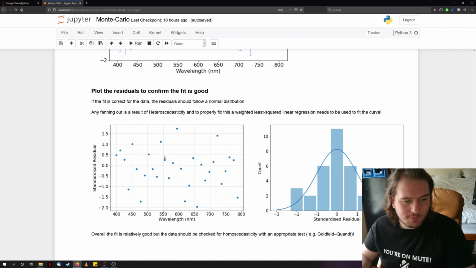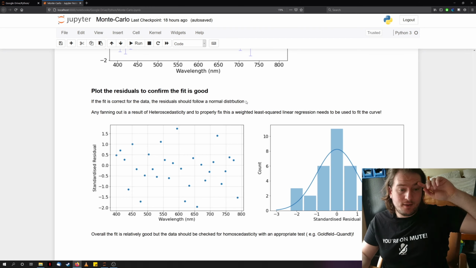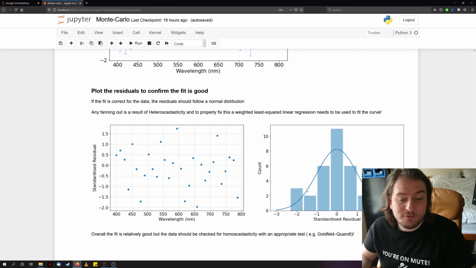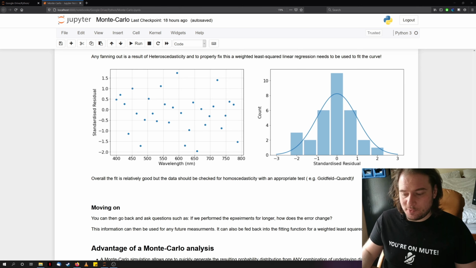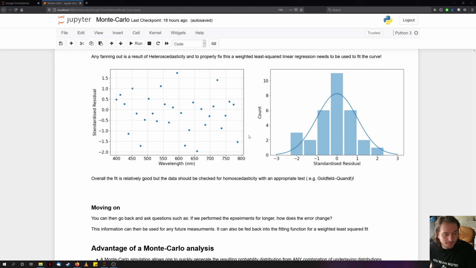So this is our normalized residual plot. And these residuals should follow a normal distribution if the fit is good. If we see any fanning out, that's a result of heteroskedasticity, which means that the underlying variance depends on this value of wavelength. In this case there might be a bit of heteroskedasticity, but we could always go back and check for this with an appropriate test such as the Goldfeld-Quandt test, which we won't do in this example, but it's something to look out for.